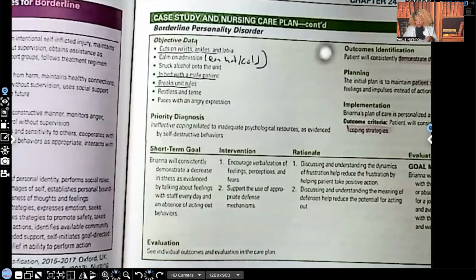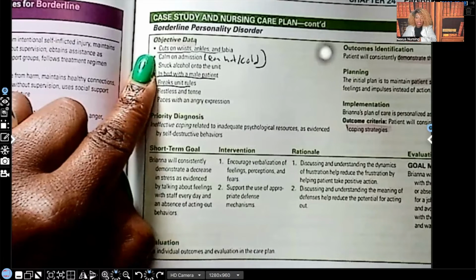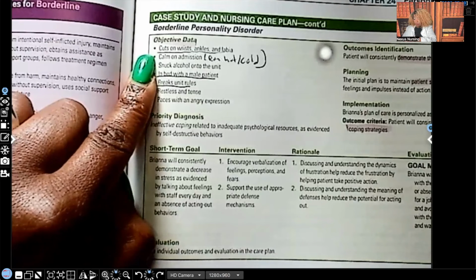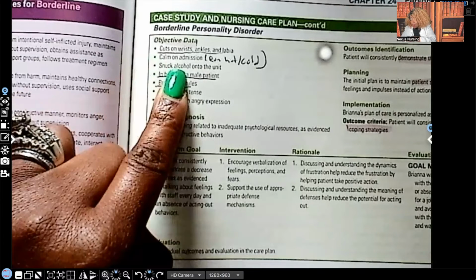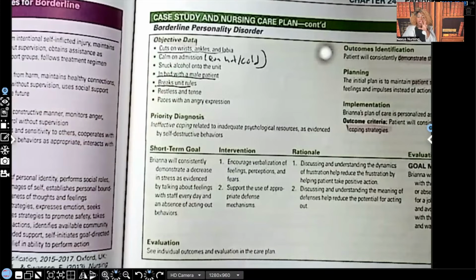Look at this care plan that's continued. Objective data. What would we see? What is measurable? Cuts on wrists, ankles, labia. Calm on admission, but in parentheses, I wrote run hot and cold, because on admission, they may be very calm, and then they shock you because the next hour, they're acting a fool on your floor.